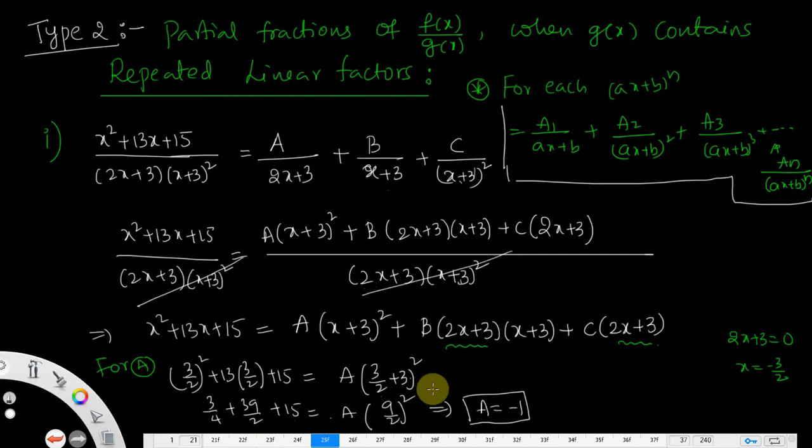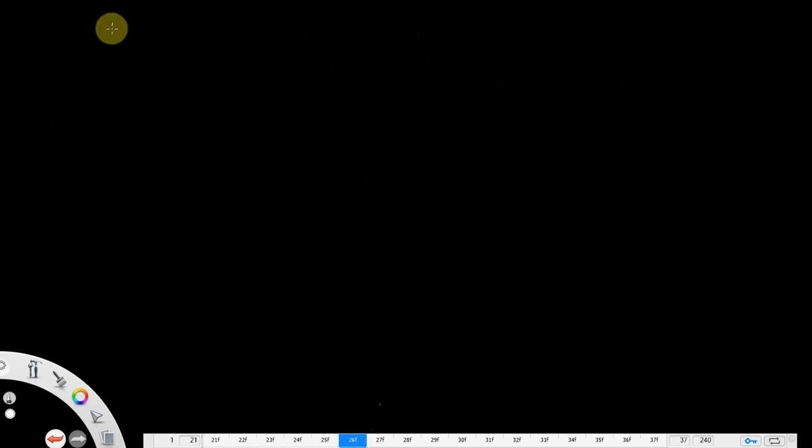You can solve this for A. Then for finding the value of B, what we have to observe is to keep B as the constant like this, and then observe A and C, where the common factor should not be there. That is where we have to put 0. So x square plus 13x plus 15 we have.